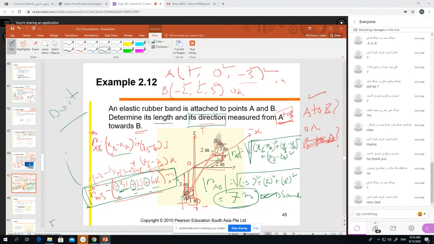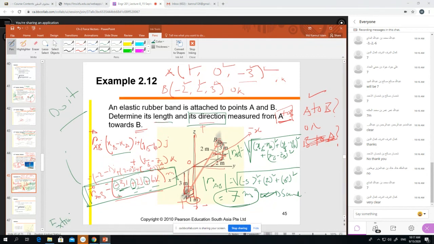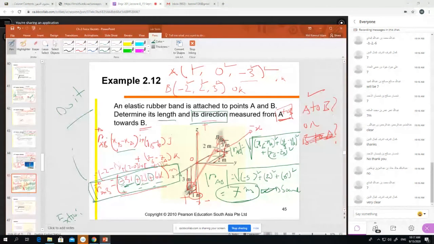Now, one thing we do extra. Extra means the question didn't ask, but we do. We find the unit vector RAB. Unit vector equal to RAB vector divided by RAB absolute value, and this is simple.